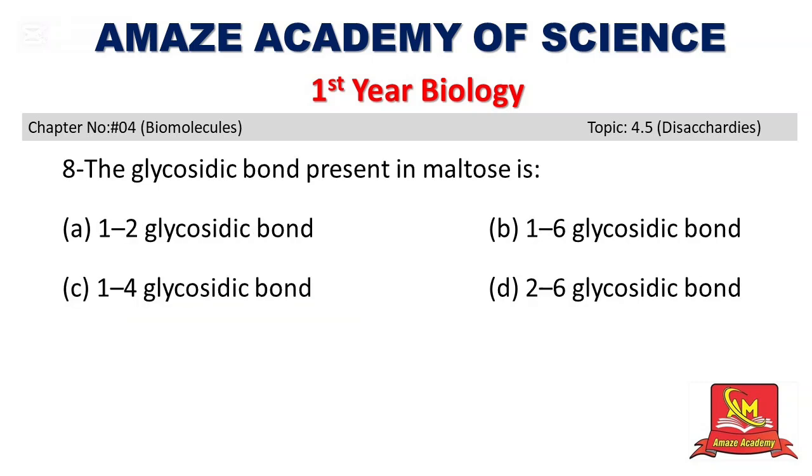MCQ 8. The glycosidic bond present in maltose is Option A, 1 to 2 glycosidic bond, Option B, 1 to 6 glycosidic bond, Option C, 1 to 4 glycosidic bond, Option D, 2 to 6 glycosidic bond. Correct answer is Option C, 1 to 4 glycosidic bond.